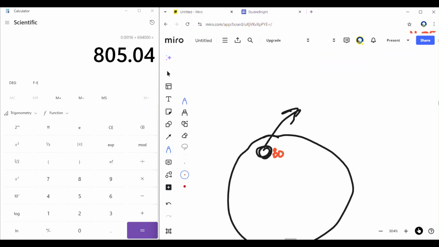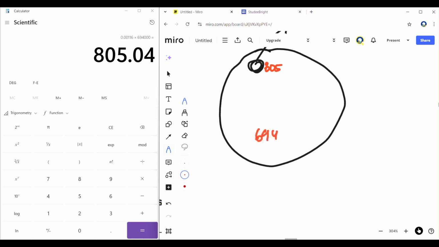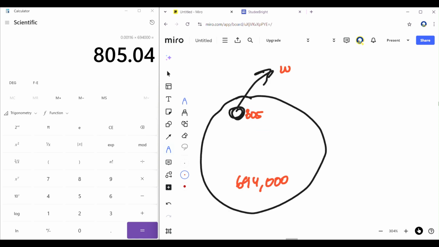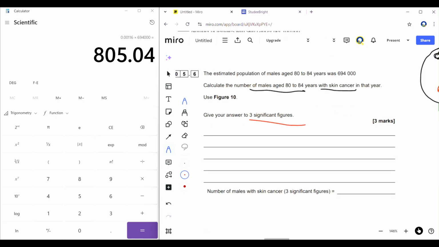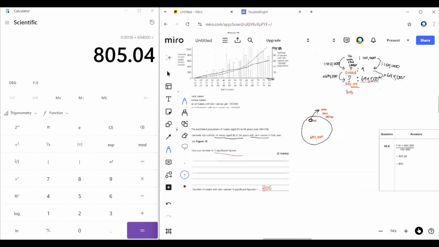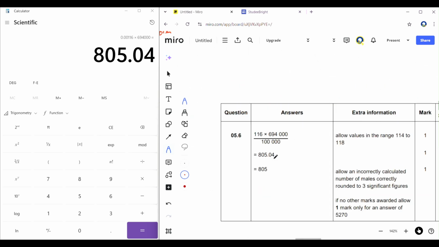So that is 805, and this is 694,000 people in total. These are the people with skin cancer. Make sure that you do your working out in here. I'll just write the answer. So that is 805. Let's have a look at the mark scheme. That is what they have done here, but I've just shown you as a ratio how they have done this. You can also do this calculation here. So 805.04, and this is 805.